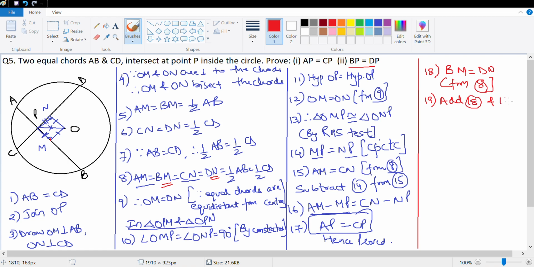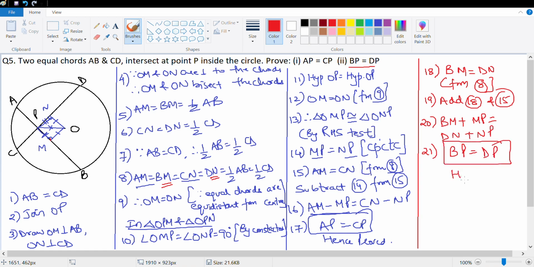18 and 15, which means what I get is BM plus MP is equal to DN plus NP, which means BM plus MP is nothing but BP and DN plus NP is nothing but DP. That's what they wanted us to prove, hence proved.